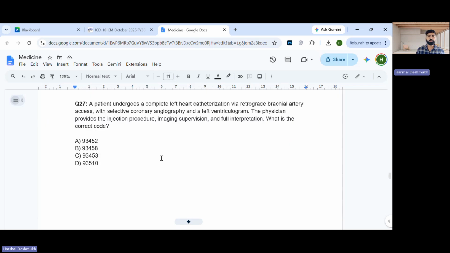A patient undergoes a complete left heart catheterization via retrograde brachial artery access with selective coronary angiography and a left ventriculogram. The physician provides the injection procedure, imaging supervision, and full interpretation. What is the correct code we bill here?